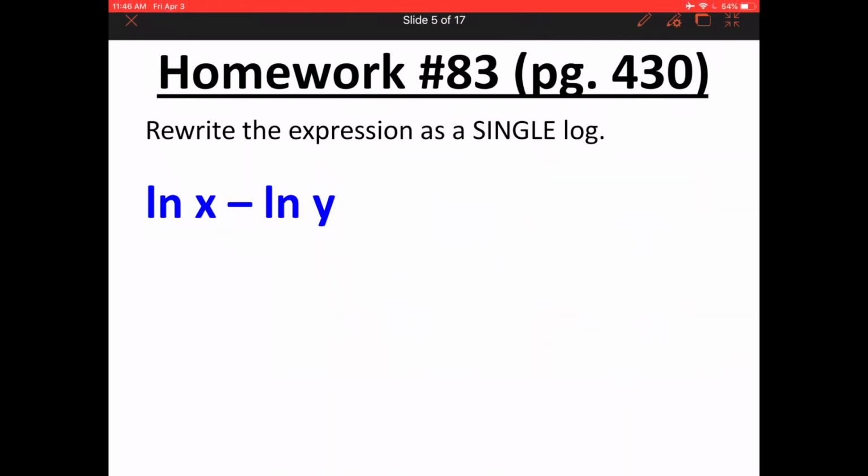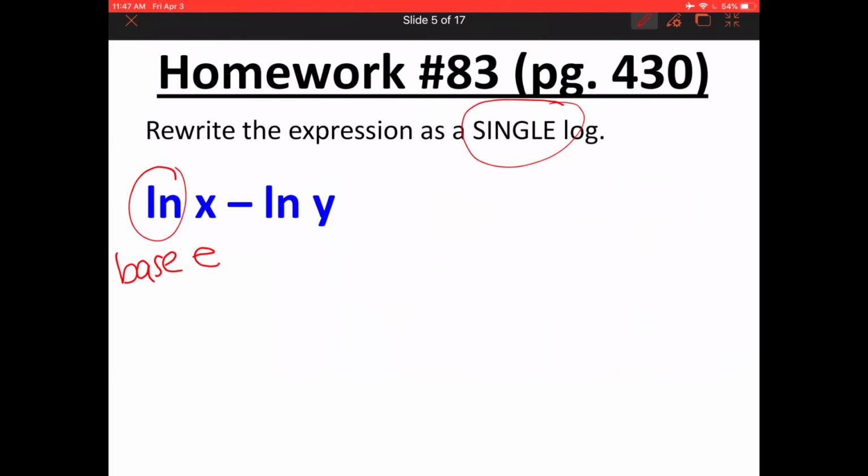All right, our next example. Rewrite the expression as a single log. So now we are doing the opposite. We're going to combine these two logs into one. So when we see ln, we should know that we are really working in base e.